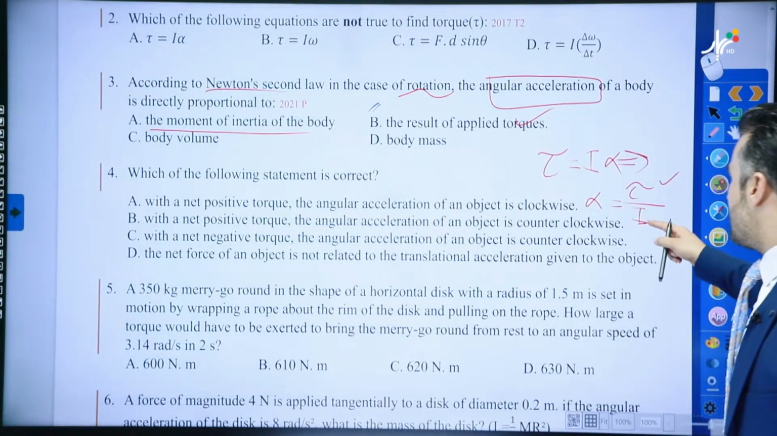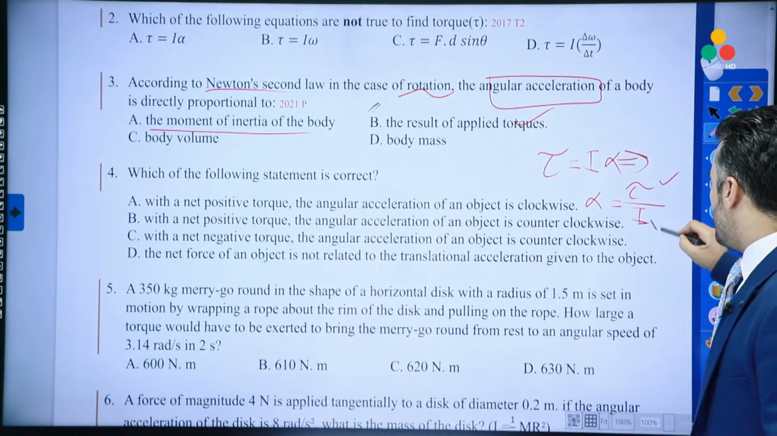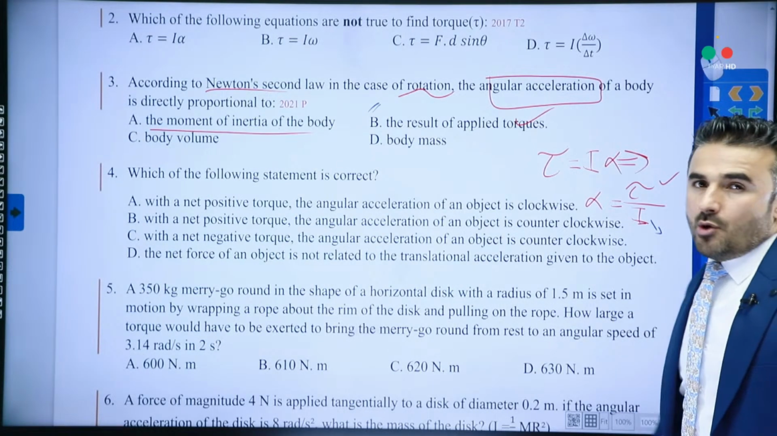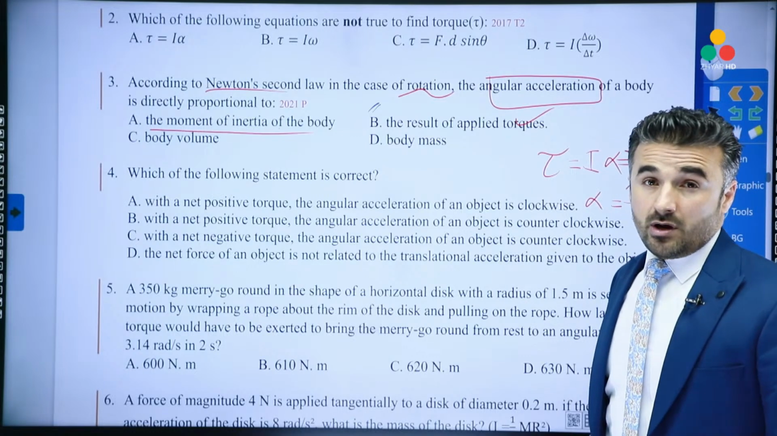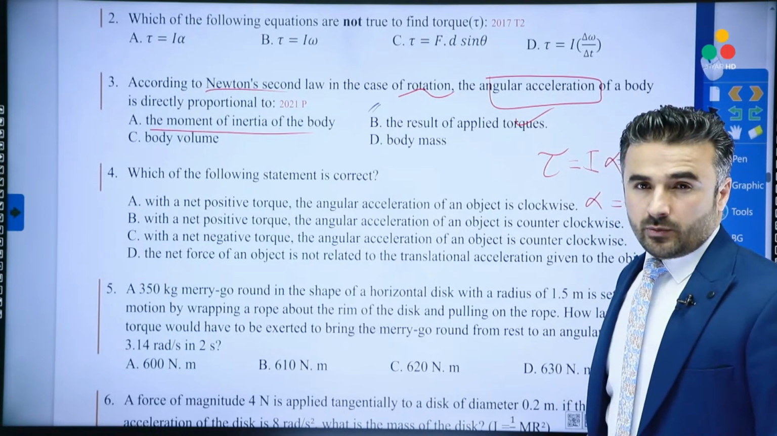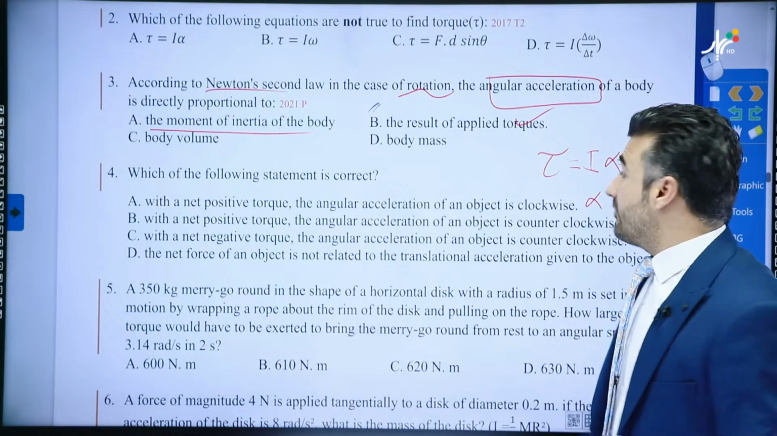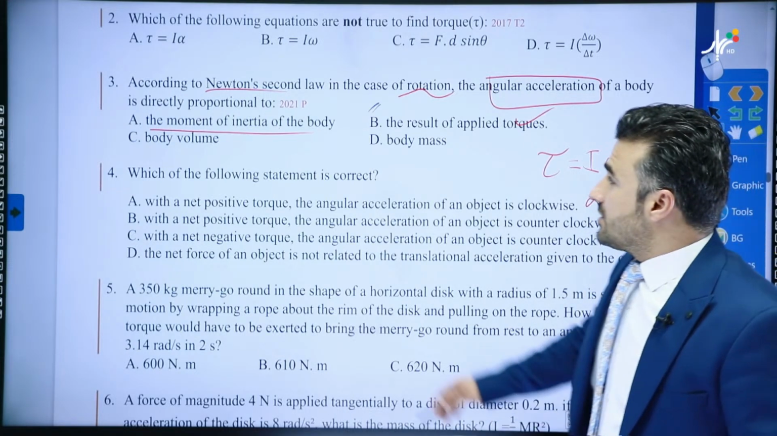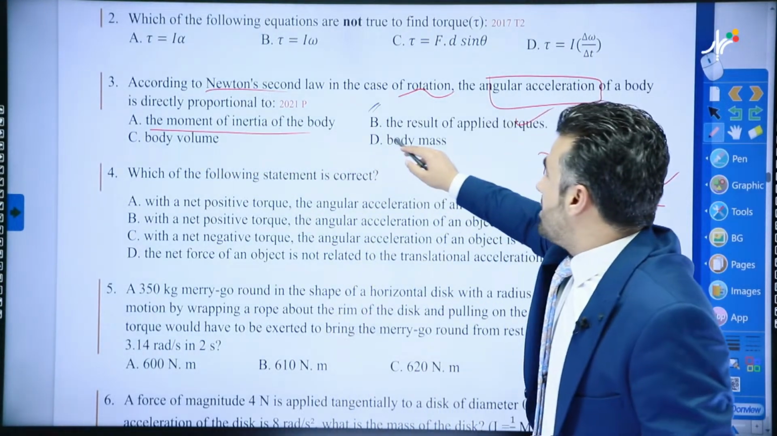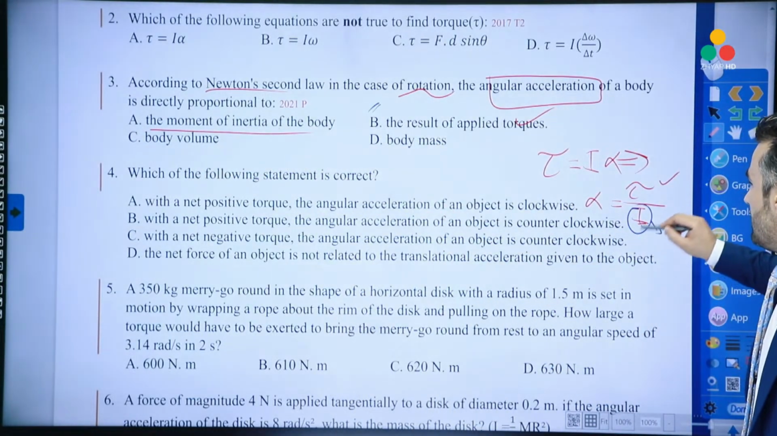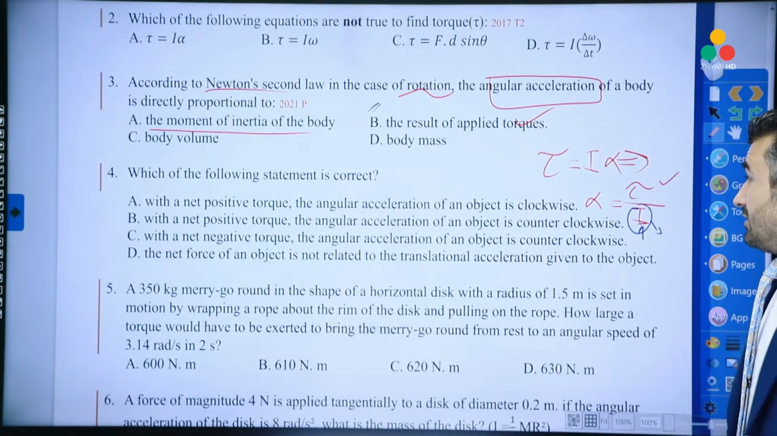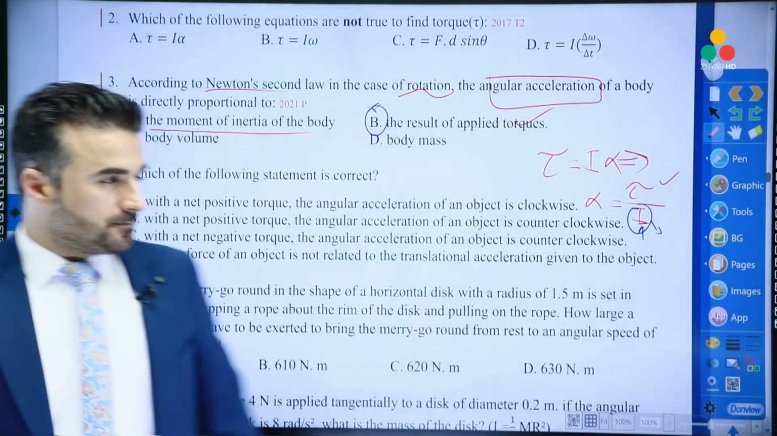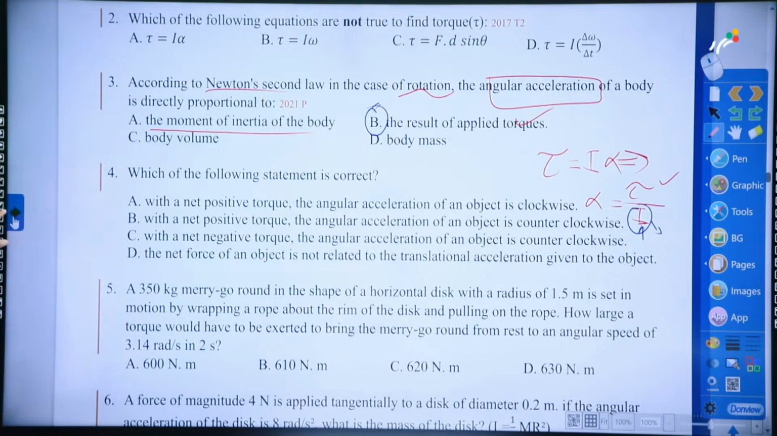The moment of inertia depends on the volume, because based on the volume, we will know whether it is 1 over 2, 1 over 12, or 2 over 5, 3 over 5. So volume would be related to the moment of inertia. So not C. What about D? The body mass. Again, the moment of inertia would depend on that. So the correct option would be option B in this case. All right. Now, moving on.